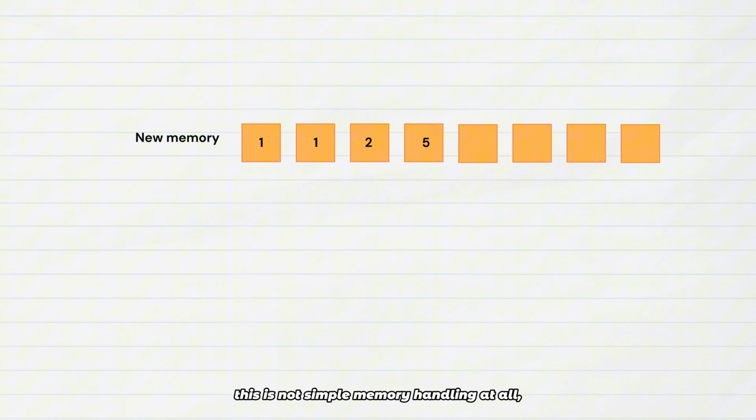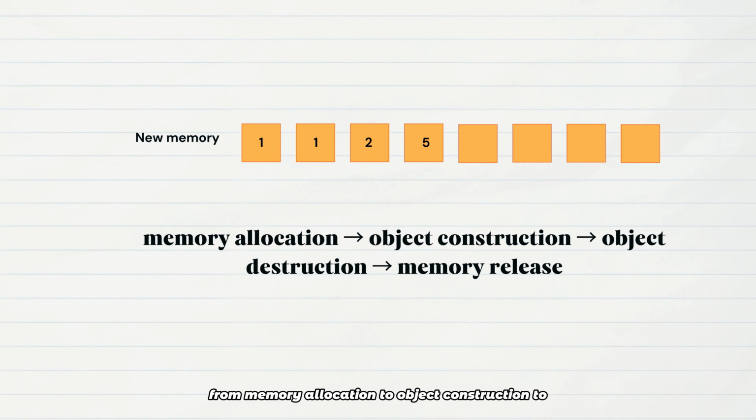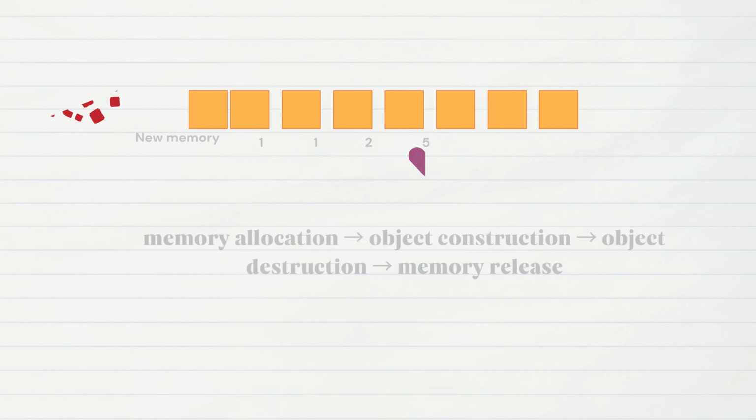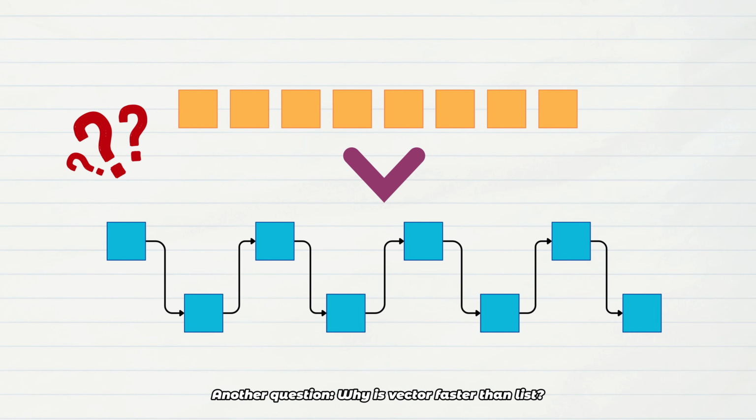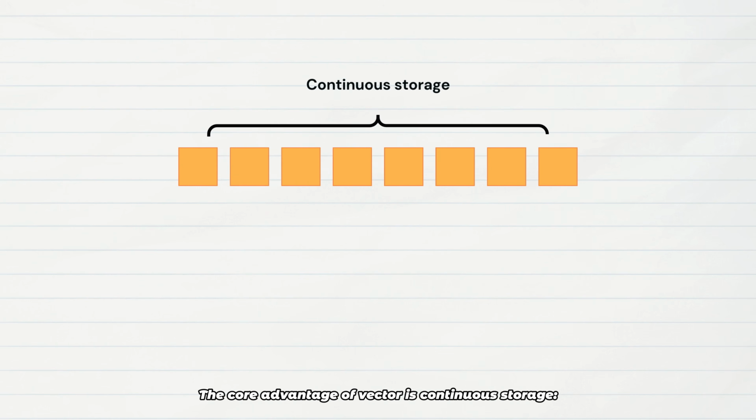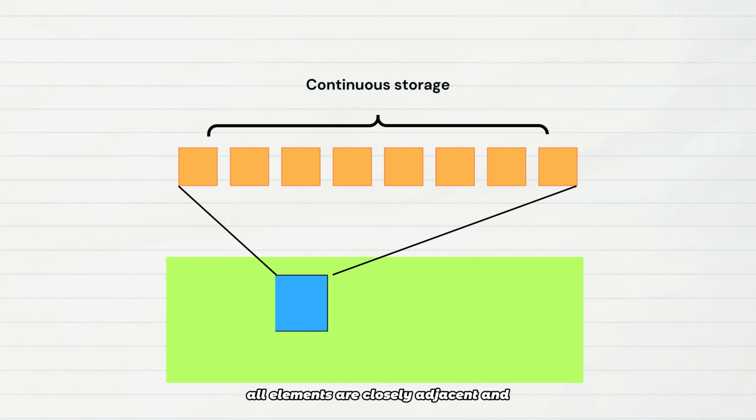You see, this is not simple memory handling at all, but a complete resource management process from memory allocation to object construction to object destruction and to memory release. Another question, why is vector faster than list? The core advantage of vector is continuous storage. All elements are closely adjacent and stored in a continuous block of memory.